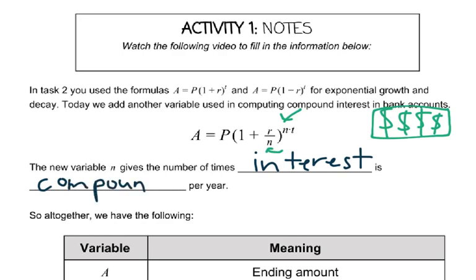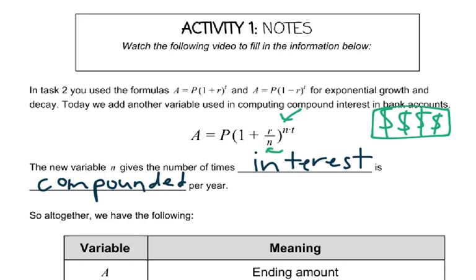So when you give money to a bank or put money in the bank, it's going to pay you something for letting them use your money. That's called the interest rate. And it could be compounded once a year or twice a year or 12 times a year. And that number of times per year is the n value.